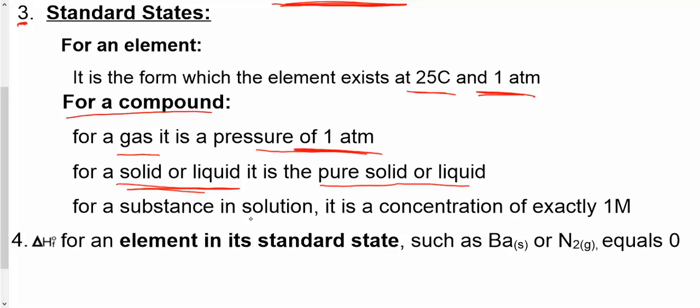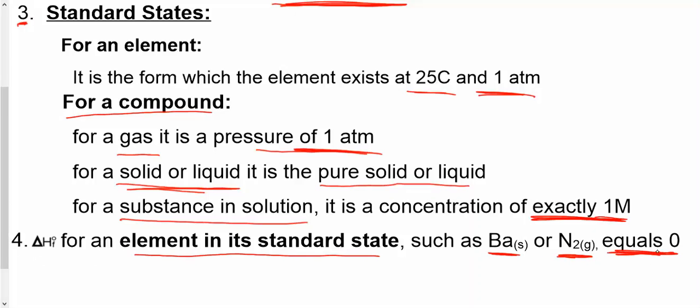For a substance in solution, it is at a concentration of exactly 1 molar. And lastly, the delta HF for an element in its standard state, such as barium solid or nitrogen gas, equals 0. So if it's an element in its standard state, the state that it would be in at 25 degrees Celsius and 1 atmosphere, then its enthalpy of formation equals 0.